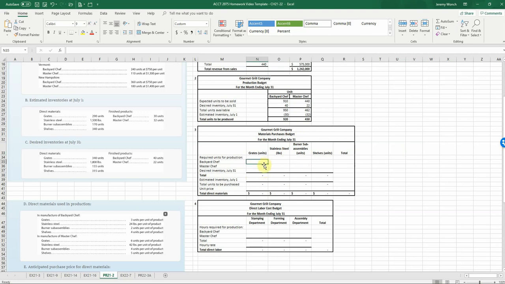So for the Backyard Chef in grates, we know that we're going to produce 920, and right here it says that it takes 3 grates per unit. So multiply that times 3. Then for the Master Chef, we're going to do 430 units, and the Master Chef takes 6 grates. And then our desired ending inventory for grates is 340.